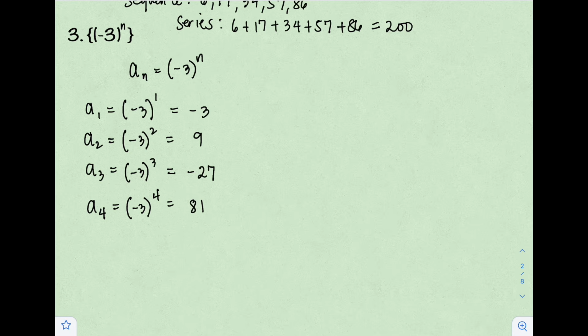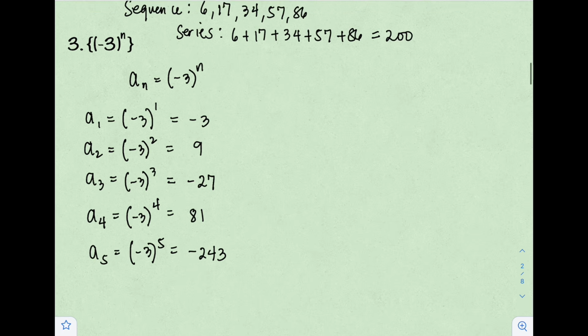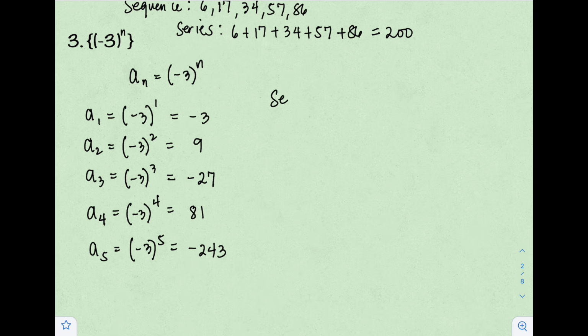Okay? So, ang last natin, we have a sub 5 which is equals to negative 3 raised to 5. So, ang ating negative 3 raised to 5 is equals to negative 243. Nakuha guys? So, ang sequence natin ngayon, we have negative 3, 9, negative 27, 81, and negative 243.